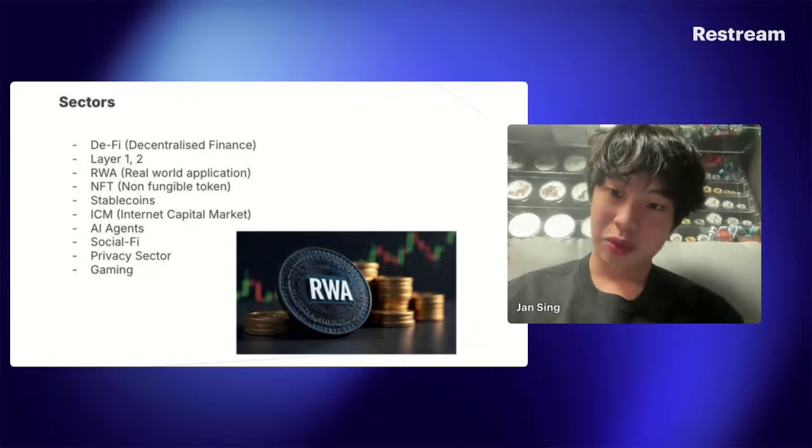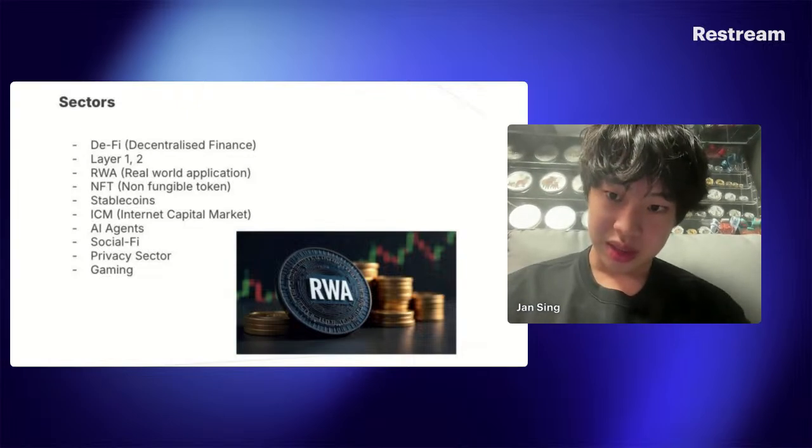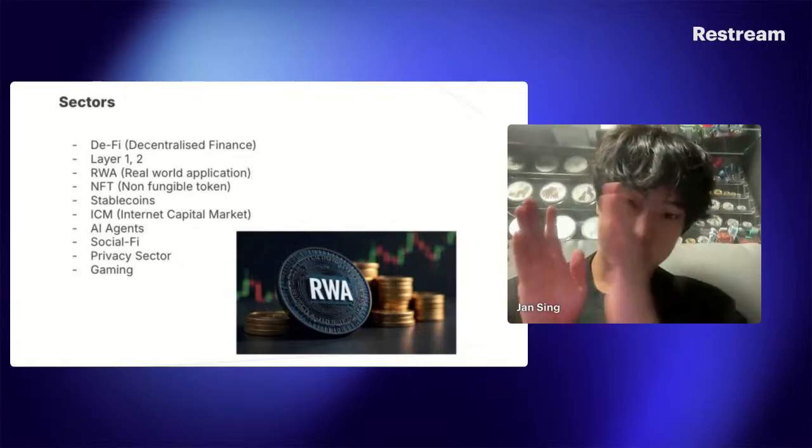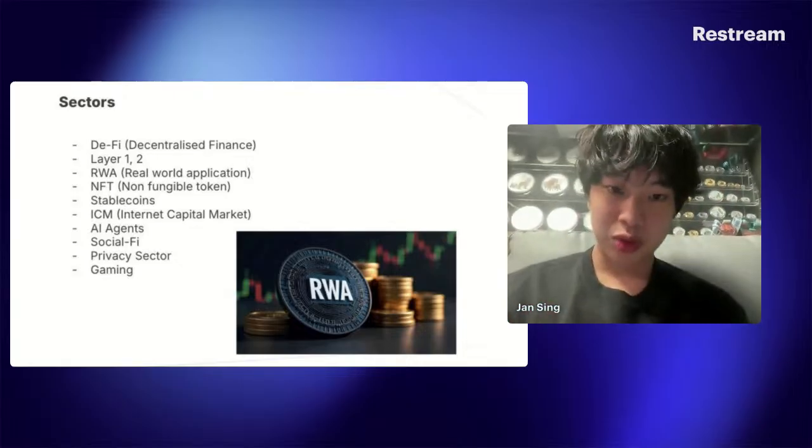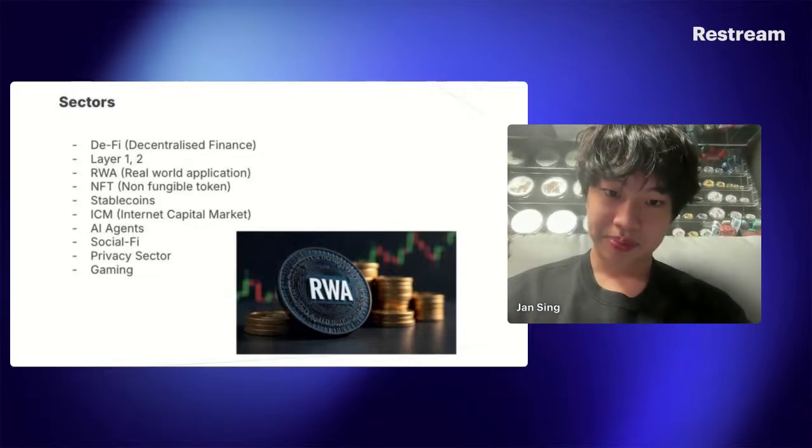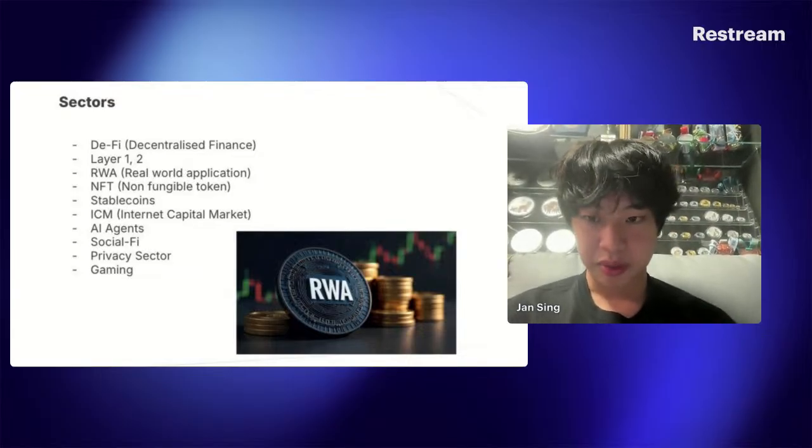But the really big sector is tokenized stock, basically putting stocks on chain so they can run 24/7, I would say. Yeah, that's the big thing of RWA.